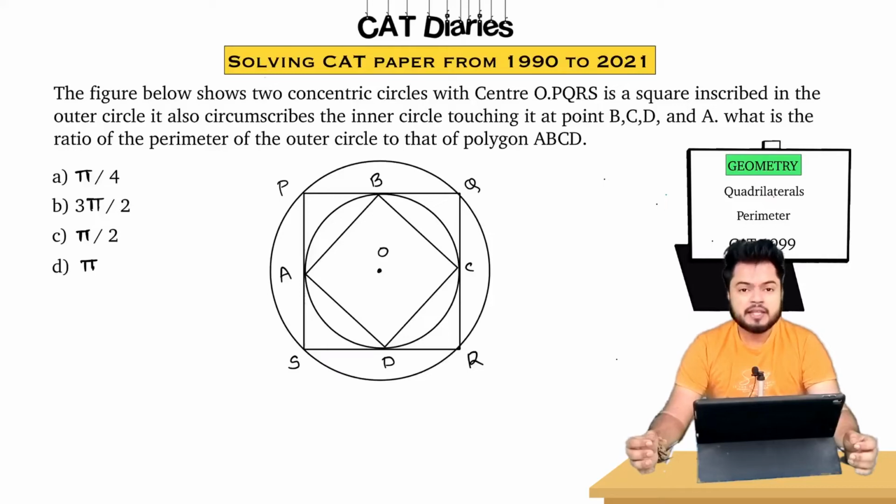So let's take our next problem now, which is again on quadrilaterals, on the type of perimeter. This problem was asked in CAT 1999. Okay, so let's understand what is being given here.